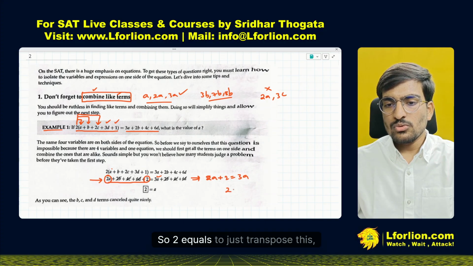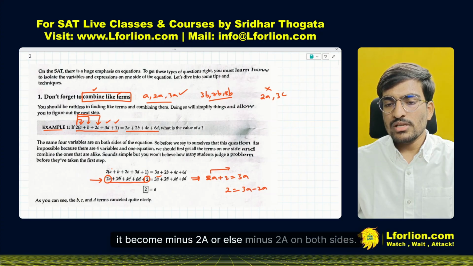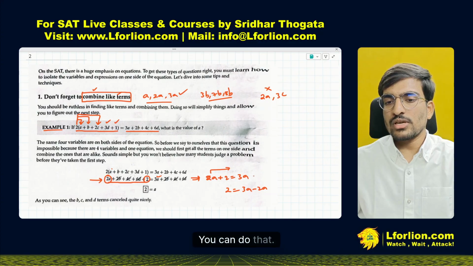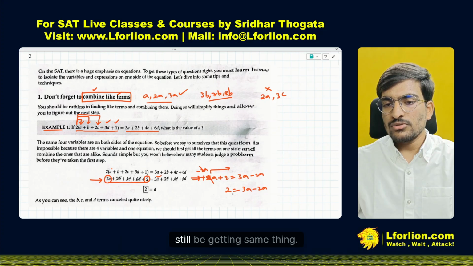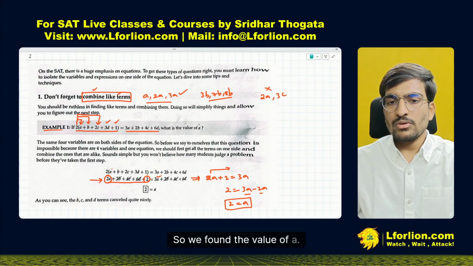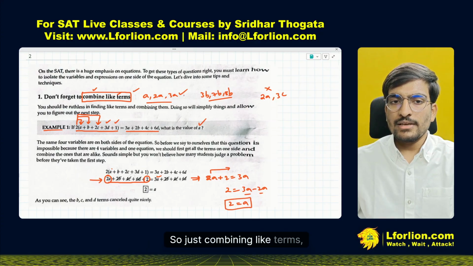So 2 equals, just transpose this, it becomes minus 2a, or else minus 2a on both sides. You can do that also. If you do minus 2a on both sides, this minus 2a plus 2a will cancel, and you still get the same thing. So 2 equals a, since 3a minus 2a is a. So we found the value of a. So just combining like terms, that's it.